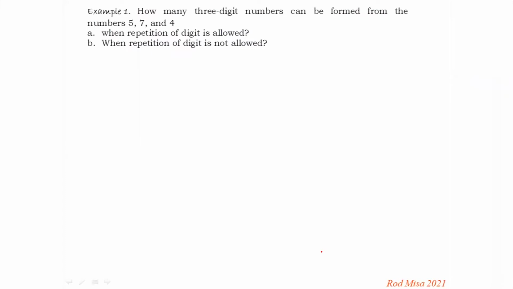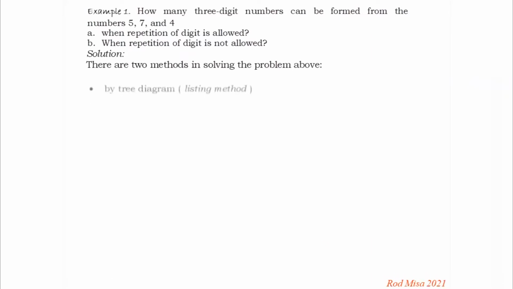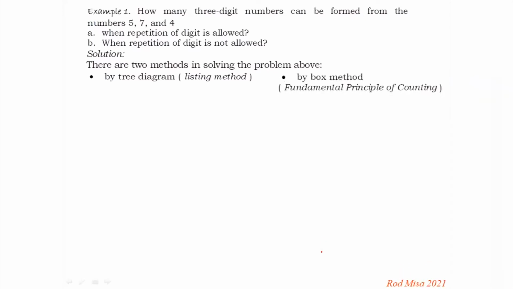How many 3-digit numbers can be formed from the numbers 5, 7, and 4? Letter A, when repetition of digit is allowed. Letter B, when repetition of digit is not allowed. To solve this problem, there are two methods that I'm going to use here. The first method is the listing method, and the second one is the fundamental principle of counting, which is popularly known as the box method.